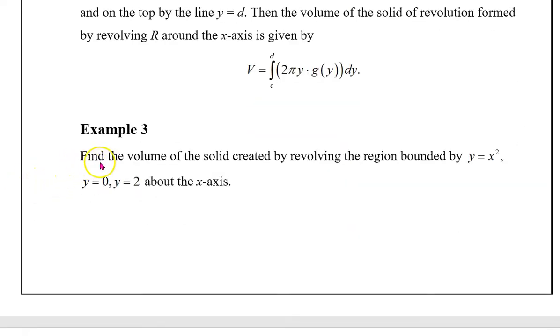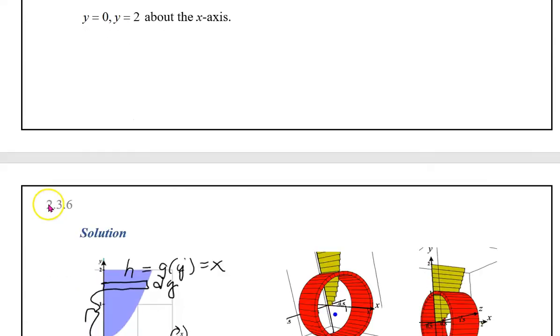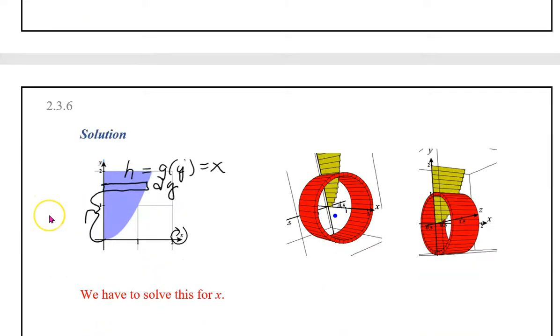In example 3, find the volume of the solid created by revolving the region bounded by y equals x squared, y equals 0, and y equals 2 about the x-axis. This means that our function will have to be written in terms of x so that we can have y inside the equation. We'll have x equal some function of y. Our differential will also need to be dy. Let's take a look at setting it up.